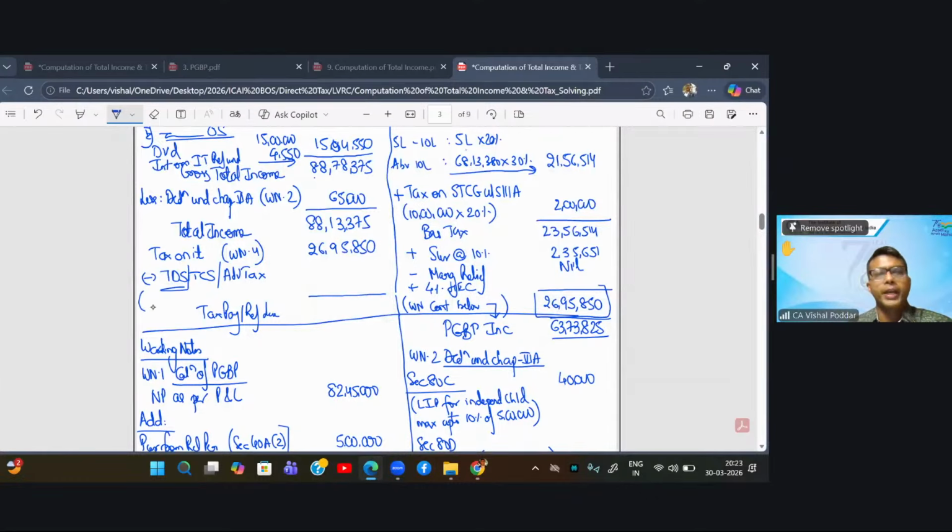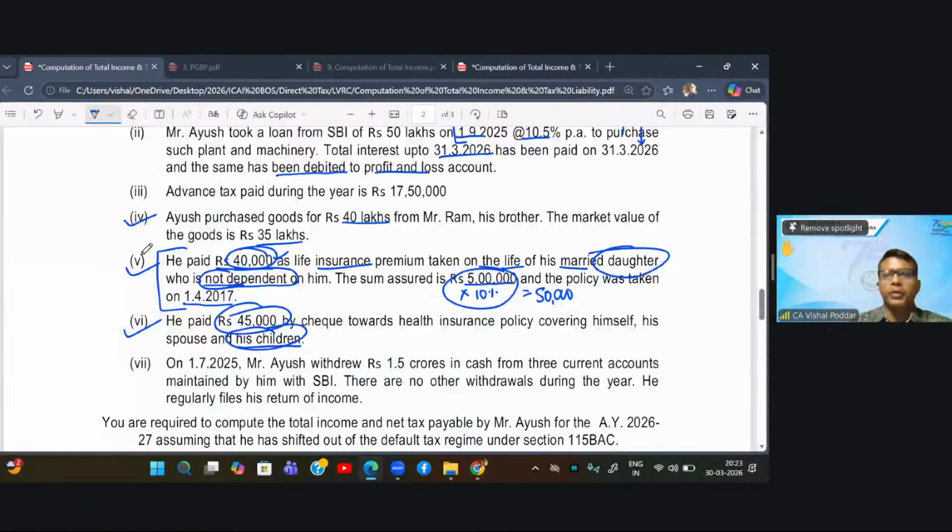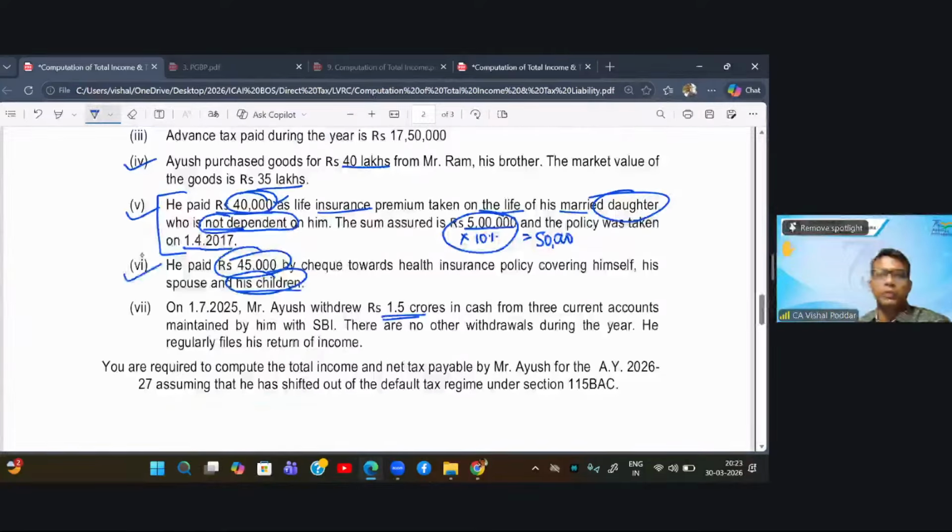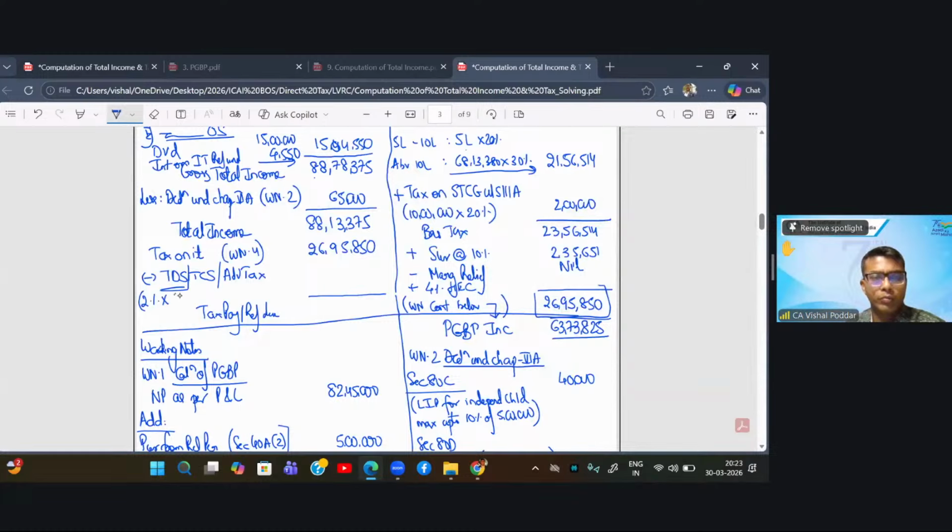now I have TDS. What is this TDS? This is 194N TDS, which is calculated at the rate of 2% on the amount exceeding 1 crore in cash withdrawal. So my cash withdrawal was, if I'm not wrong, 1.5 crores. So from this 1.5 crores, you reduce 1 crore. So 50 lakhs, right? 2% into 50 lakhs. This is the TDS under section 194N.